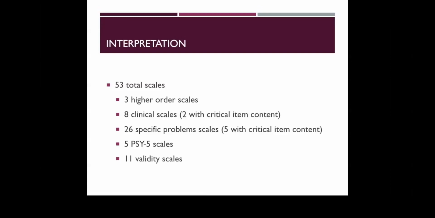So the MMPI-3 has 53 total scales on it. There are three higher-order scales. There are actually nine clinical scales if you count demoralization, or is it eight? In any event, it's eight or nine. You'd think I would know that, but we'll see in just a second. Two of them have what is known as critical item content, and those are scales where, if there's a scale elevation, you want to go back and look at what items are endorsed on that. There are 26 specific problem scales, five of which have critical item content, the five PSY-5 scales, and then also 11 different validity scales.